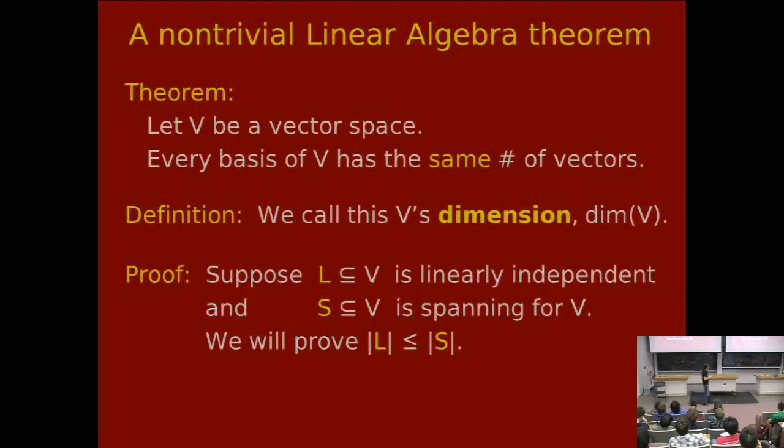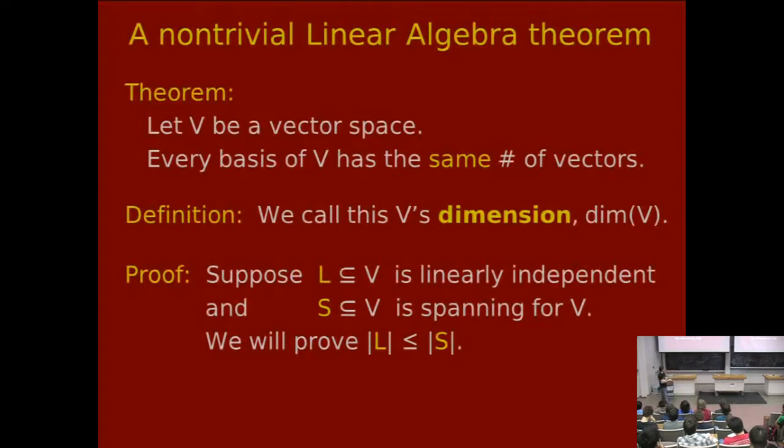No, I mean S is spanning for V. It's a good question. Let's take it back a step. In this proof, L and S kind of have nothing to do with each other. I have one vector space V, and I'm trying to show that whenever I have a basis for V, it has some fixed number of vectors. It can't be more or less. I'm going to prove that by proving this statement as kind of a lemma.